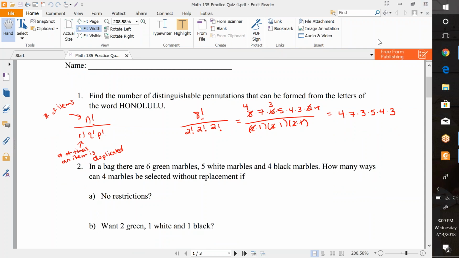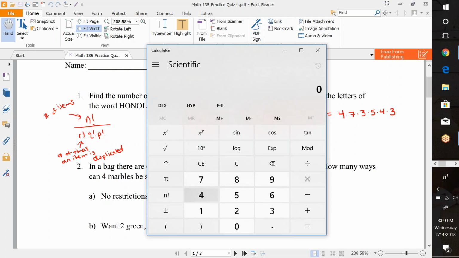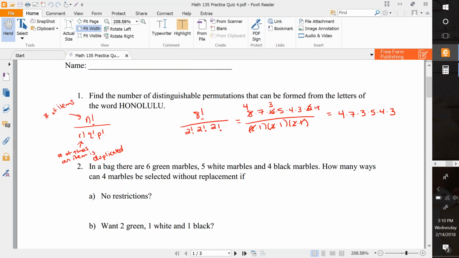okay, so getting my calculator made my PDF crash. So we're doing 4 times 7 times 3 times 5 times 4 times 3. So that's 5,040. So there are 5,040 distinguishable ways to arrange the letters in the word Honolulu.